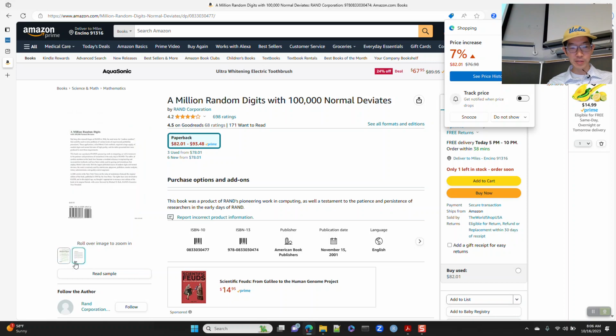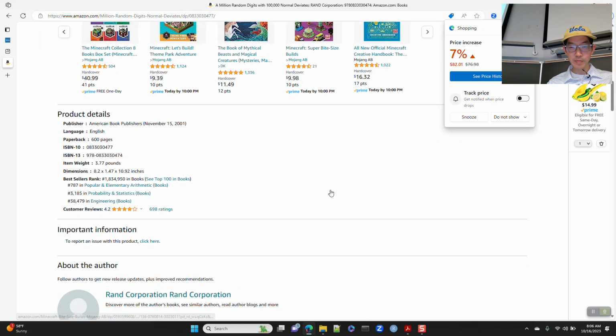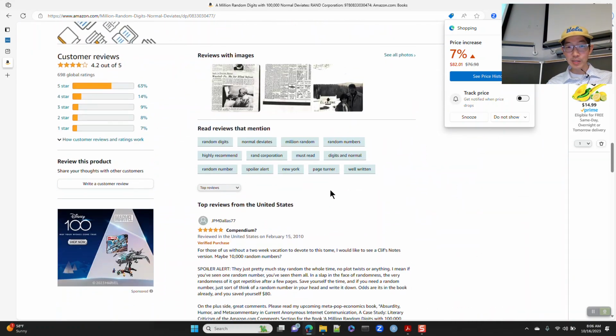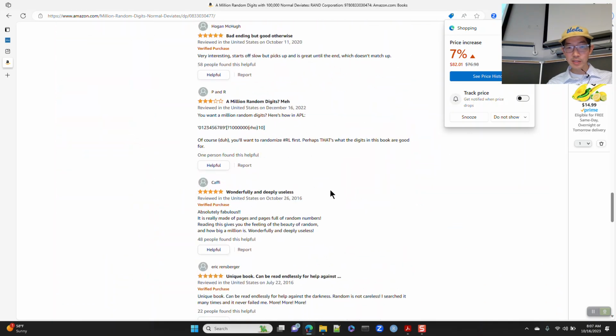Price increase. Okay. Do they have any images? Okay.